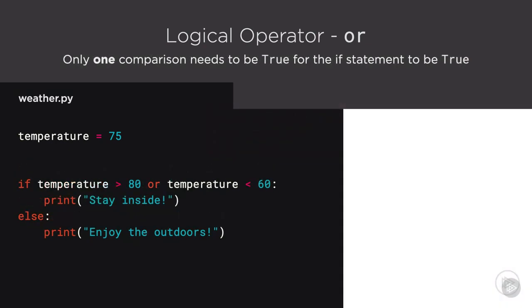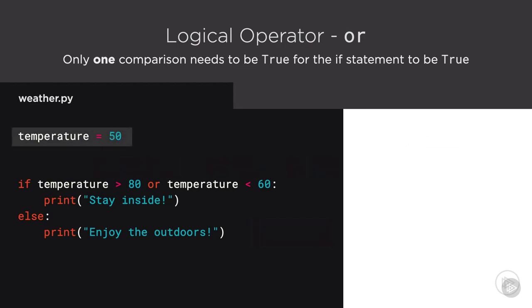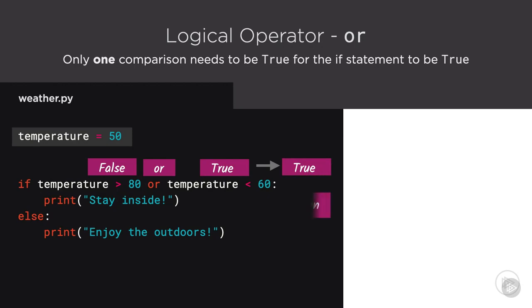Since temperature is 75, greater than 80 is false. Less than 60 is also false, making false or false a combined false result. So if we run this, we can see the else statement is run and enjoy the outdoors is printed. The temperature is now set to 50. So 50 is not greater than 80, but it is less than 60, which becomes false or true, which evaluates to a true result. So print stay inside is run.